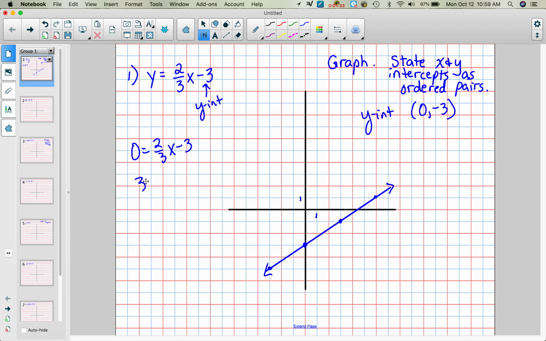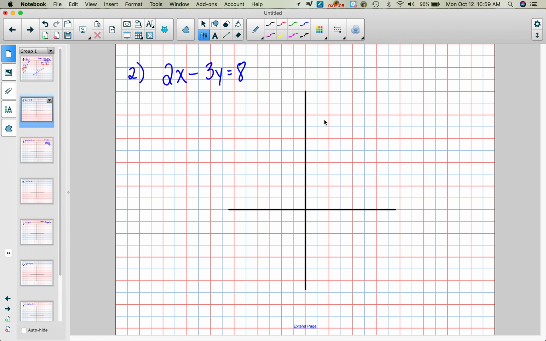So I'm going to add 3, and then I'm going to multiply by 3/2, because that's going to cancel the 3's and the 2's. So I get x equals 9/2, which sure enough is 4.5. So then my x-intercept is 9/2, 0. But I do want you to get in the habit of writing that as an ordered pair. All right, so I think we've satisfied that one.